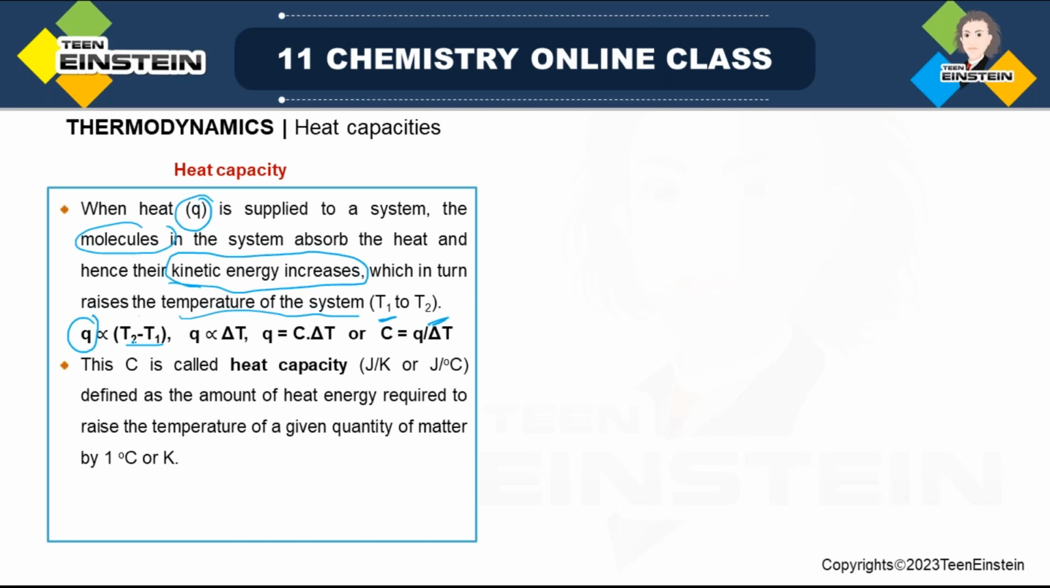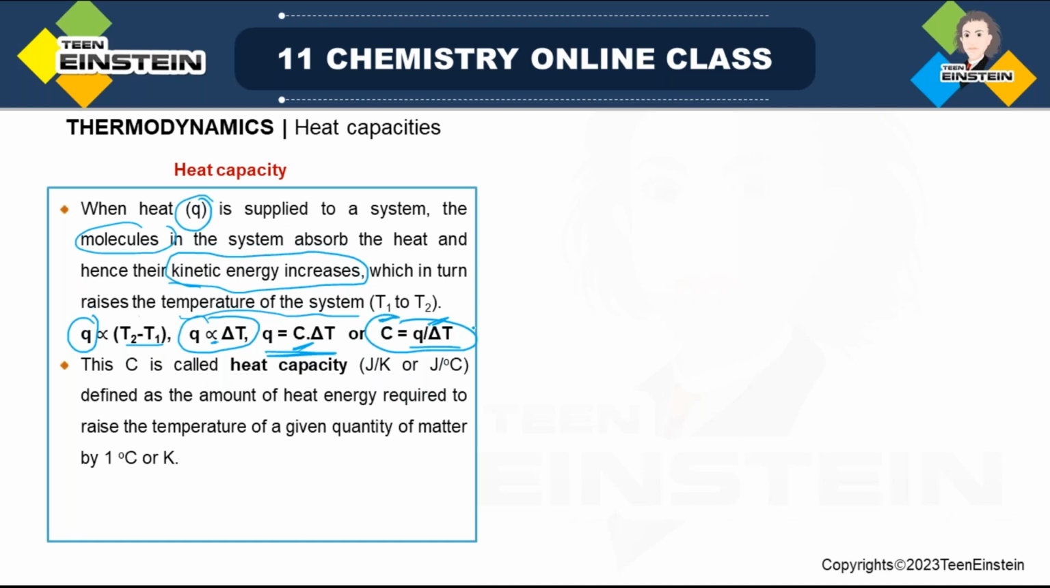How much the temperature will increase depends on how much Q you have supplied. Or another way you can write, Q is proportional to delta T. Now if we remove the proportionality sign, we put here a constant capital C. This C is actually heat capacity. So Q is equal to C into delta T. That means capital C is Q divided by delta T. This C is called heat capacity. Now C is equal to the amount of heat supplied, or it may be absorbed also, divided by the temperature difference.